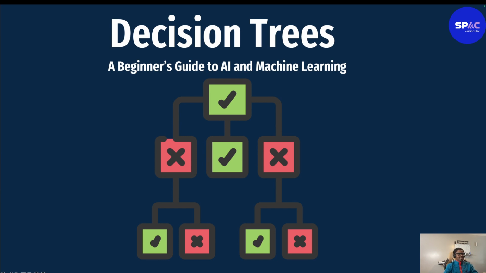In today's class we are going to be learning decision trees, a beginner's guide to AI and machine learning. Remember, this is a series. We've been learning some of the AI methods. So we've learned linear regression, multiple linear regression, and logistic regression. If you have not seen those videos, I encourage you to go and see all those videos. But what we are talking about today is decision trees, and I think that you guys will learn a lot.